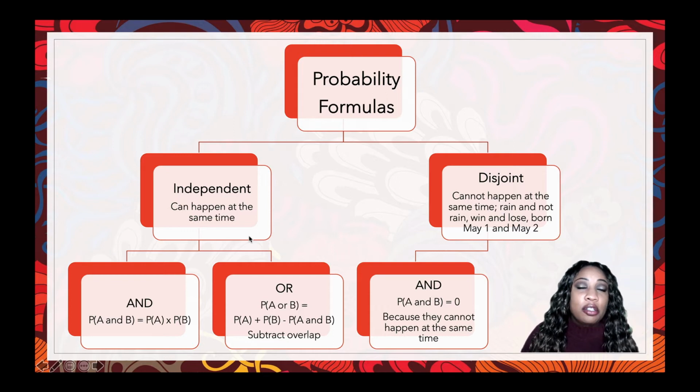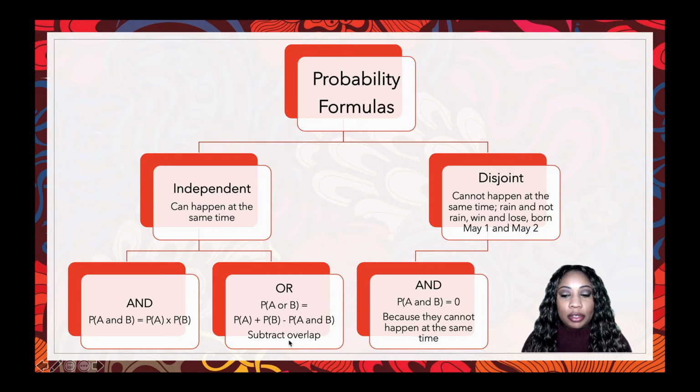Now you can also be asked an OR probability. So for independent, our OR formula is going to be the probability of A plus the probability of B minus the probability of A and B. Now the reason that we are subtracting this is because there's an overlap. Let's look at our example again.